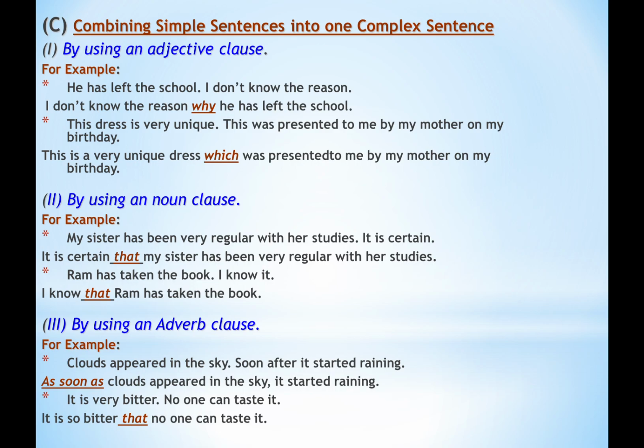By using a noun clause. My sister has been very regular with her studies. It is certain. It is certain that my sister has been very regular with her studies. That is the connective which makes the noun clause over here. Ram has taken the book. I know it. I know that Ram has taken the book. This is a complex sentence made with the help of a noun clause.